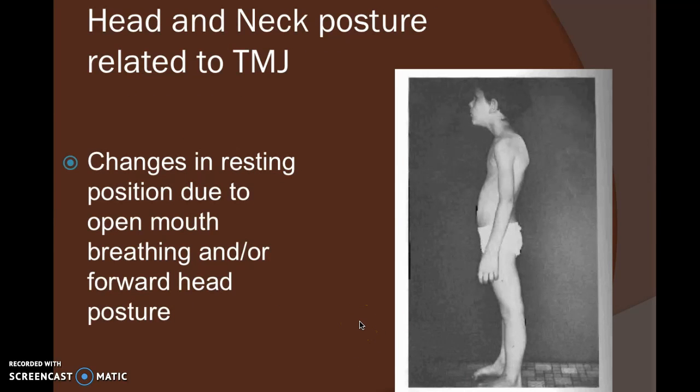So we can see head and neck posture are intimately related to the growth and development of the temporomandibular joint, as well as the development of temporomandibular joint disorders.